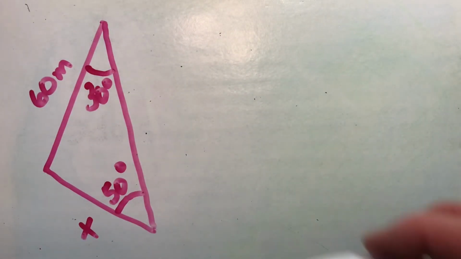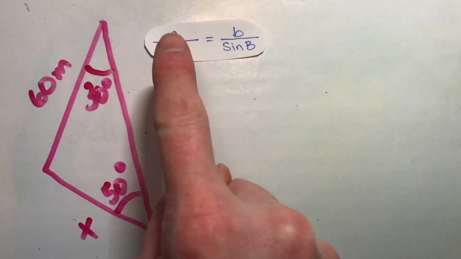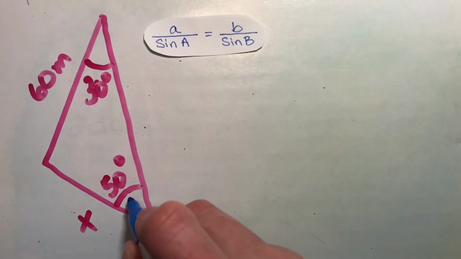Here's another type of problem, a little bit different than the previous one. This time I'm going to write my sine law with the side on top. Why? Because it's a side I want to find. X is a side.